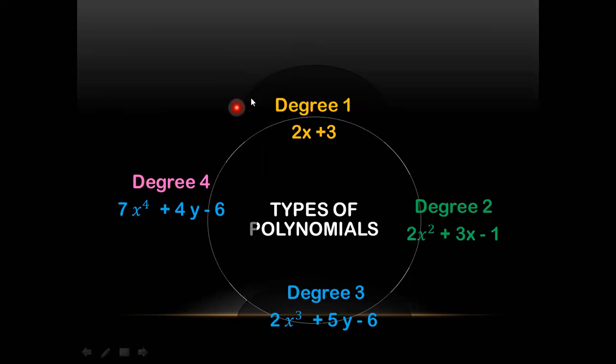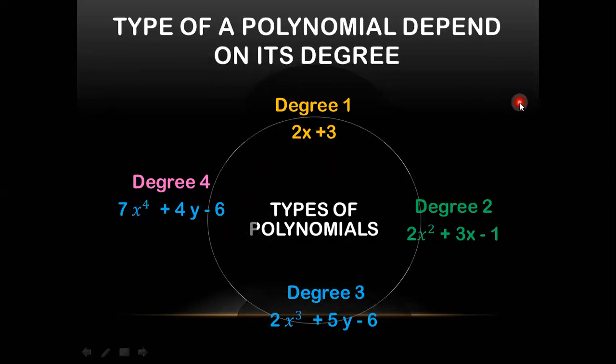So we see that there are 4 cases, 4 examples, and there are 4 types of the polynomials. We do not know their names yet. So the types of the polynomials depend on its degree. What are their names? Let's see.